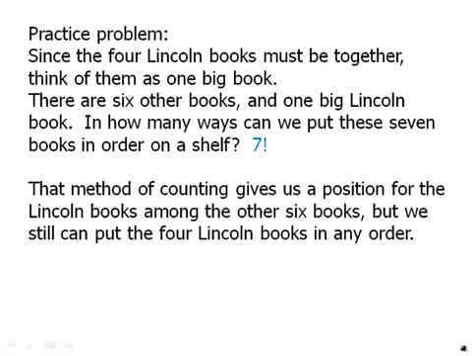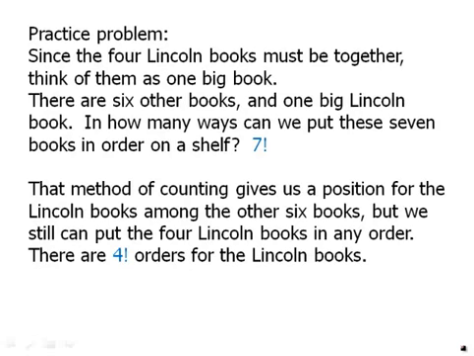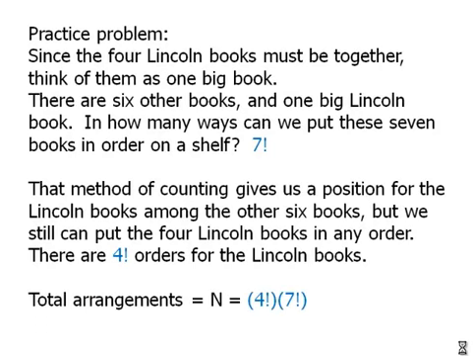That method of counting gives us a position for the Lincoln books among the other 6 books, but we still can put the 4 Lincoln books in any order. There are 4 factorial orders for the Lincoln books, so the total number of arrangements is 4 factorial times 7 factorial. That's answer choice C. Notice, incidentally, we can't simplify that any further. We have to leave that as 4 factorial times 7 factorial.